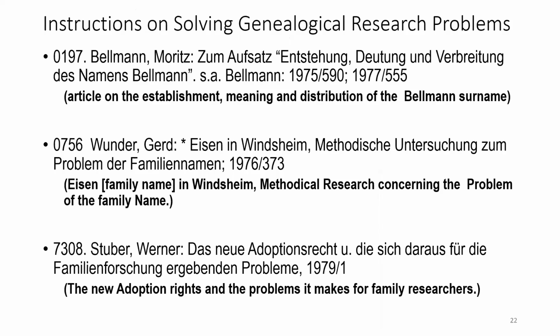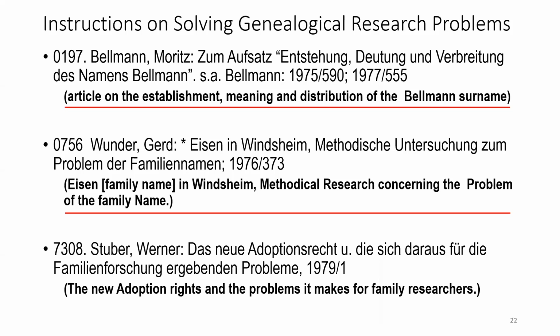Also included in these periodicals are articles that are written to provide information about the family, like this first one that talks about the establishment, meaning, and the distribution of the Bellman surname. Or they are published to help resolve research problems, like this research problem on the Eisen family. And this shows the methodical research procedures to follow to solve that problem. It also explains the effects of laws and historical and cultural events and issues. This one is on the new adoption rights and the problems it makes for family researchers.